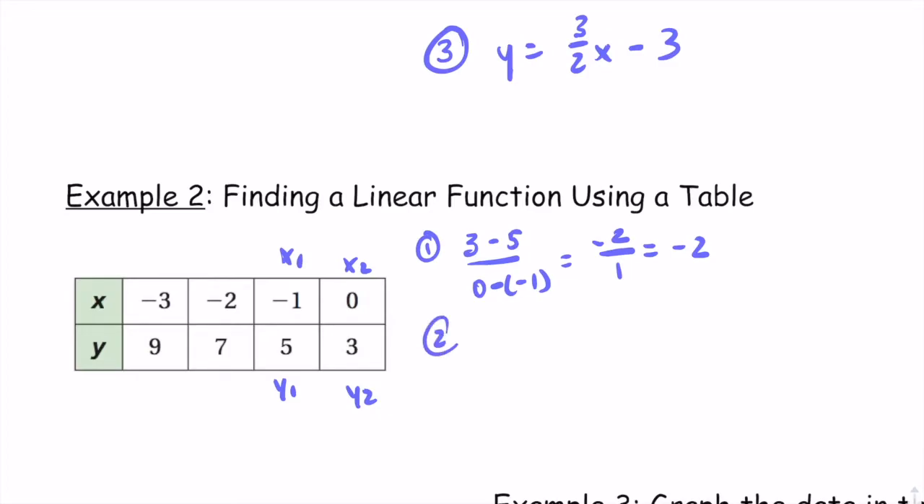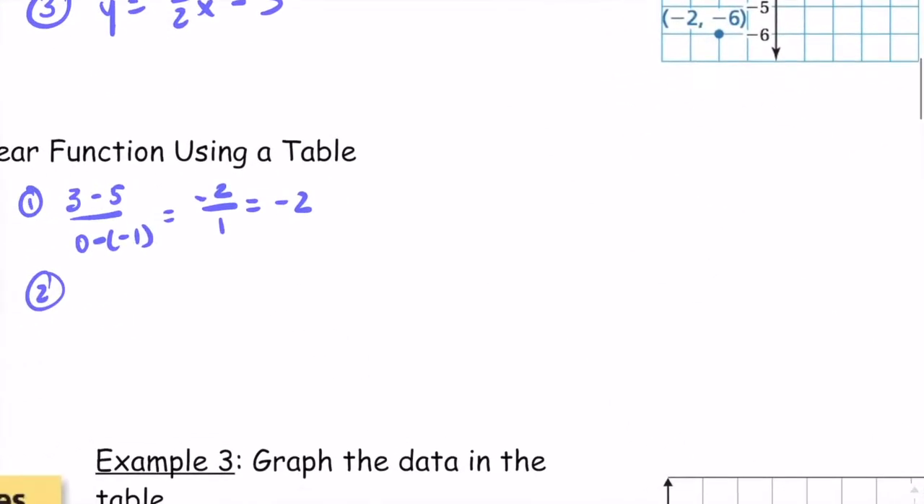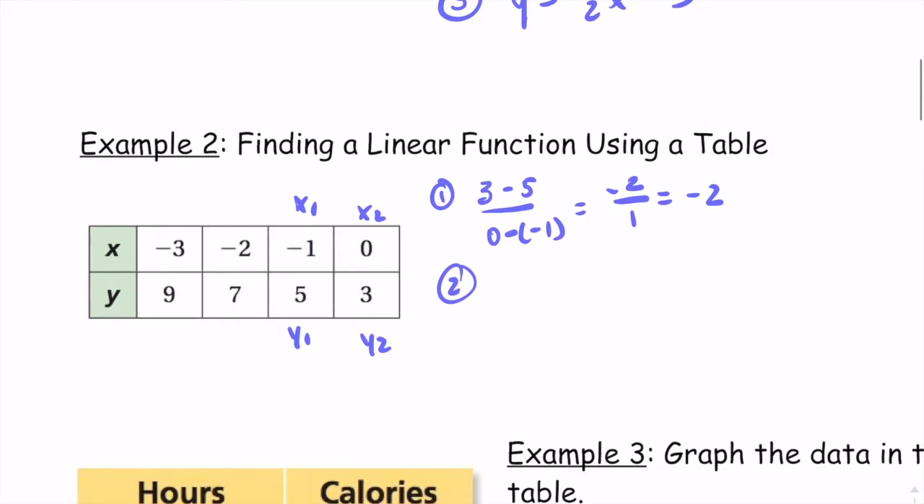Step number 2, if you ever forget, always use your notes, is identify my y-intercept. This is when x equals 0. Boom, right here. B is equal to 3. Step 3 is plug it all in. So y equals -2x plus 3.